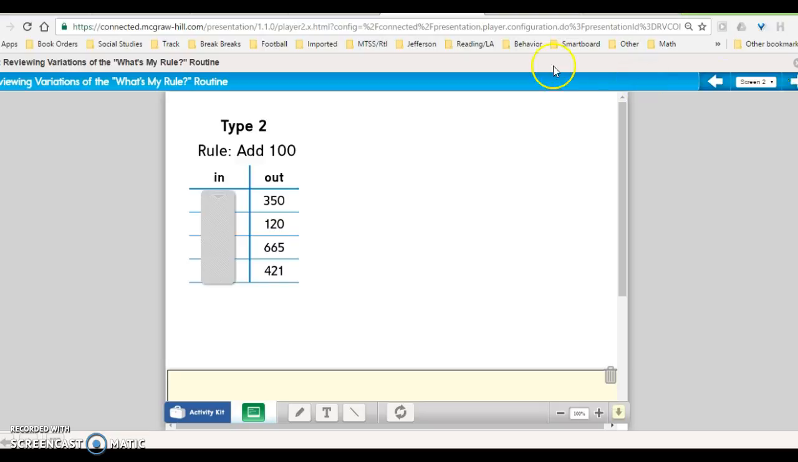Another type is where they give you the output first and you have to find the input. So it's really doing the opposite here. Even though it's adding 100, I can think of it as subtracting 100 from here, and I get 250. I can also think of it as 100 plus something here gives me that. So that would be 20. Or I can think of it again, 665 minus 100 is 555, and so on.